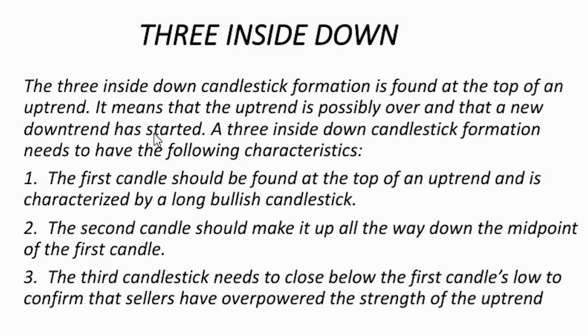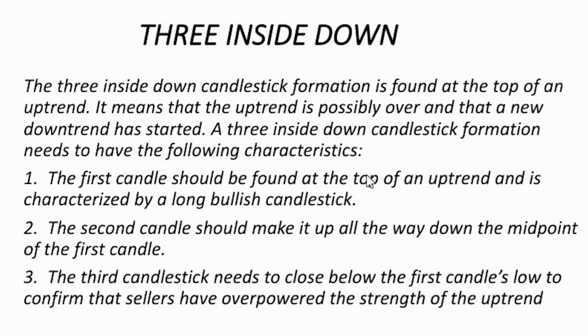So the 3 inside down is just the opposite of the 3 inside up candlestick formation. It is found at the top of an uptrend. It means that the uptrend is possibly over and that a new downtrend has started. The 3 inside down candlestick formation needs to have the following characteristics.